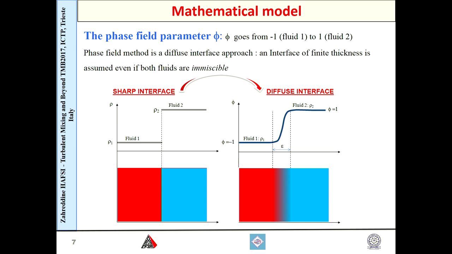And instead of using rho one and rho two, we are using just the phase field parameter phi. It's a global parameter that gives a description of the whole system. If phi is equal to minus one, we are in fluid one. If phi is equal to one, we are in fluid two. And all values between minus one and one describe the diffuse interface. We give a small thickness, epsilon, to the interface we assume between the two fluids.